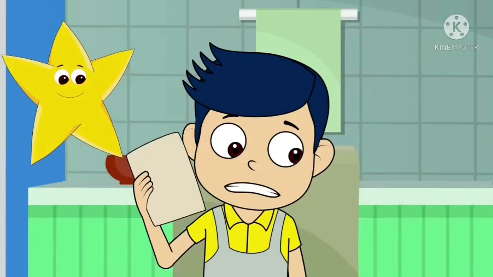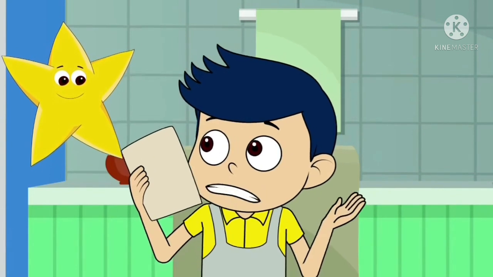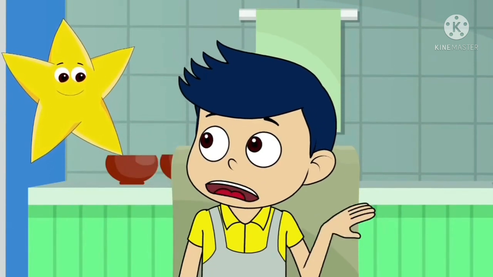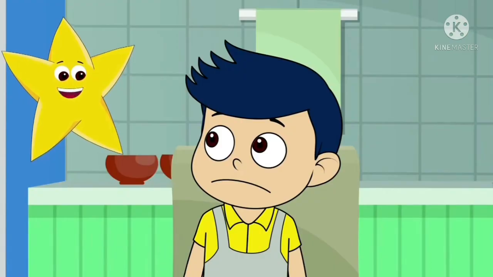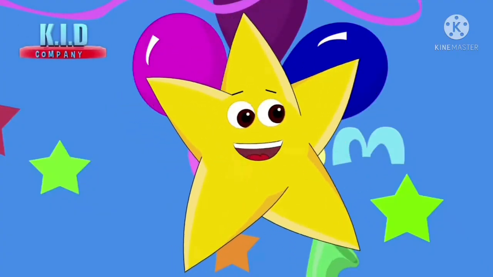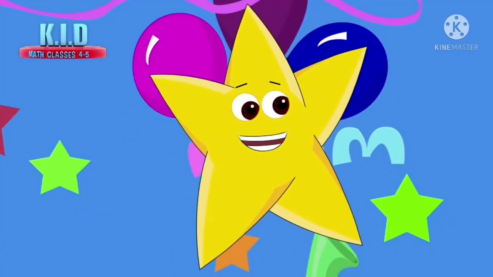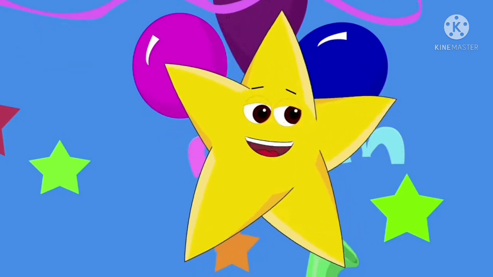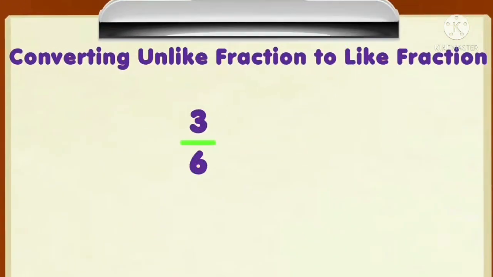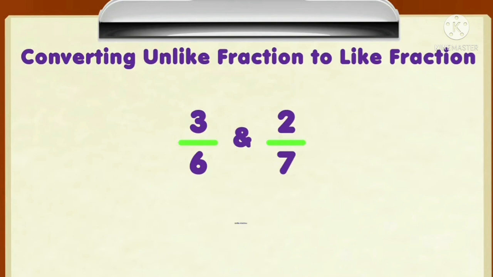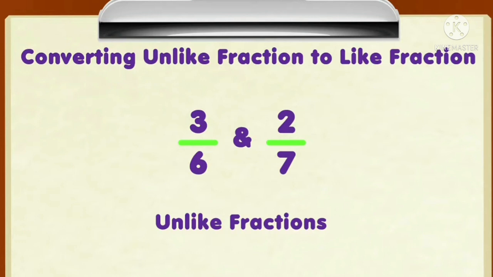I don't get it. Me neither. How can we get 6 parts of this chocolate bar and also 7 parts of it? 3 upon 6 and 2 upon 7 are unlike fractions. We first need to convert them into like fractions. 3 upon 6 and 2 upon 7 are unlike fractions as they have different denominators. Let us learn how to convert them into like fractions with the same denominator.